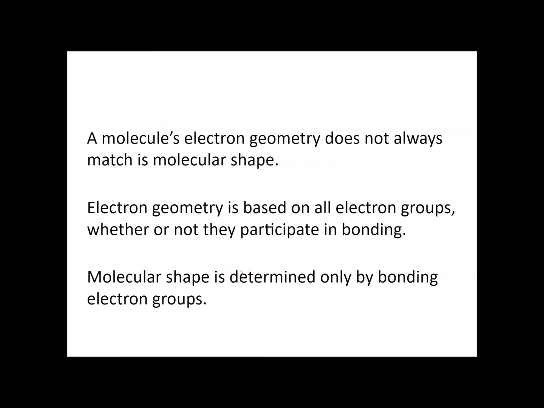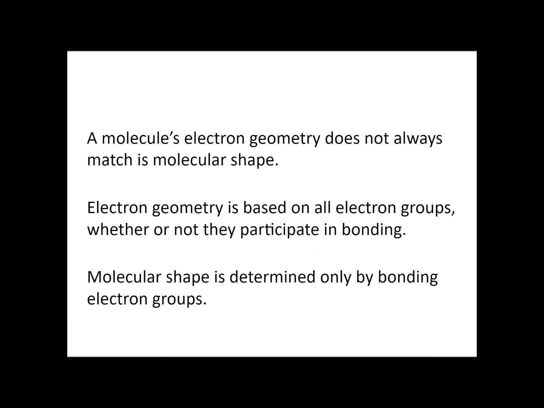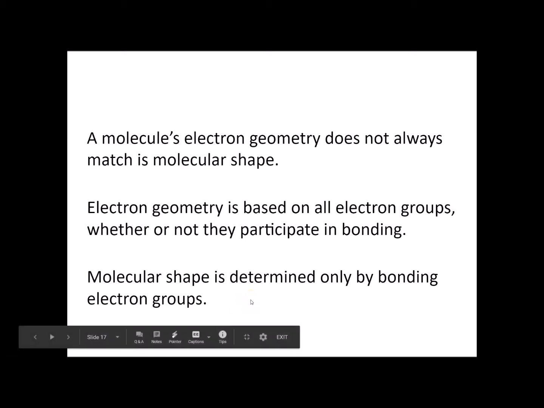Okay, one important thing. Electron geometry does not always mean the same thing as molecular shape. Geometry of electrons can be different from molecular shape. The electron geometry is based on all of the electron groups, whether or not they're bonding groups. Molecular shape, however, is only determined by the bonding groups. So you've got to subtract out the lone pairs when you're naming molecular shape, because there can be a difference. Let's take a look at a couple of examples.